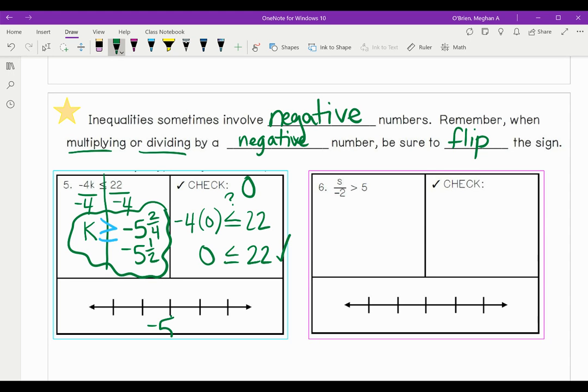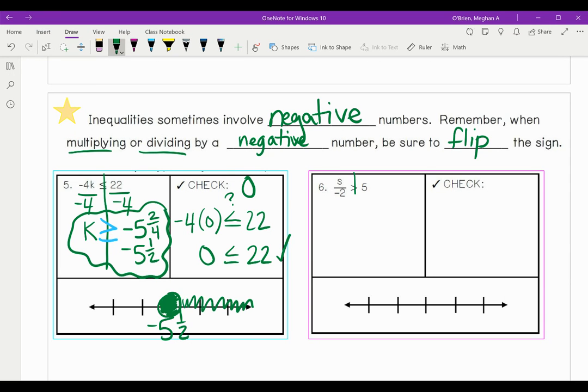I can just pretend -5.5 is here. Closed circle, because it includes that number. And all the numbers greater than it in my solution statement would be shaded to the right. Like that 0, that check number would live somewhere in that shaded area.